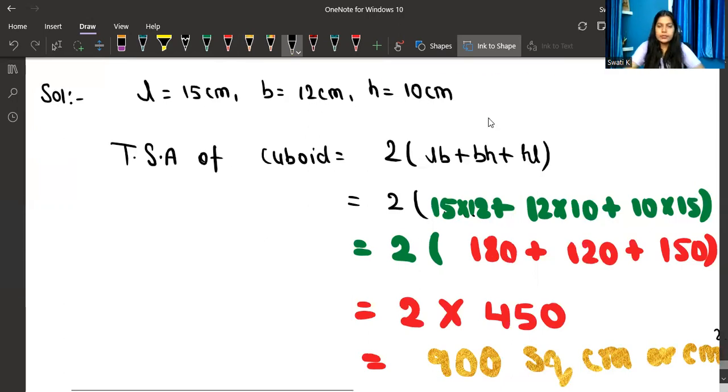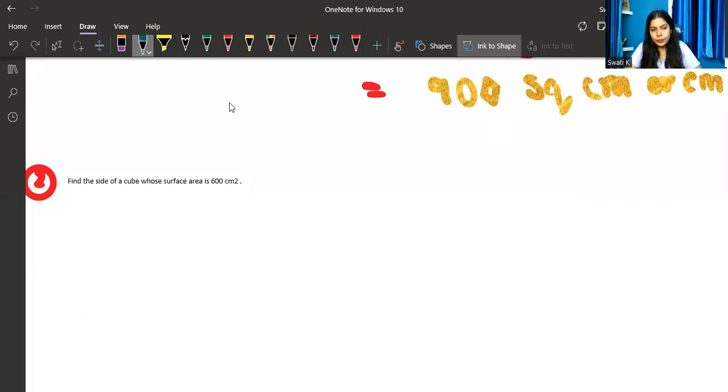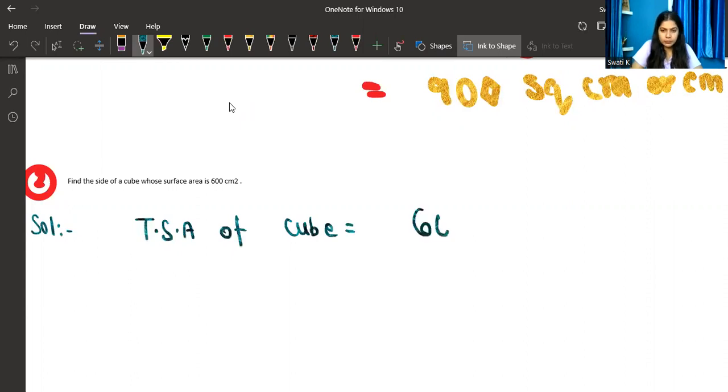Now let's go to the next question. Find the side of a cube whose surface area is given as 600 square centimeter. So let's start with the solution. We have the surface area given, that means the total surface area of a cube is given, and that is 600 square centimeter. So I'm writing 600 here.